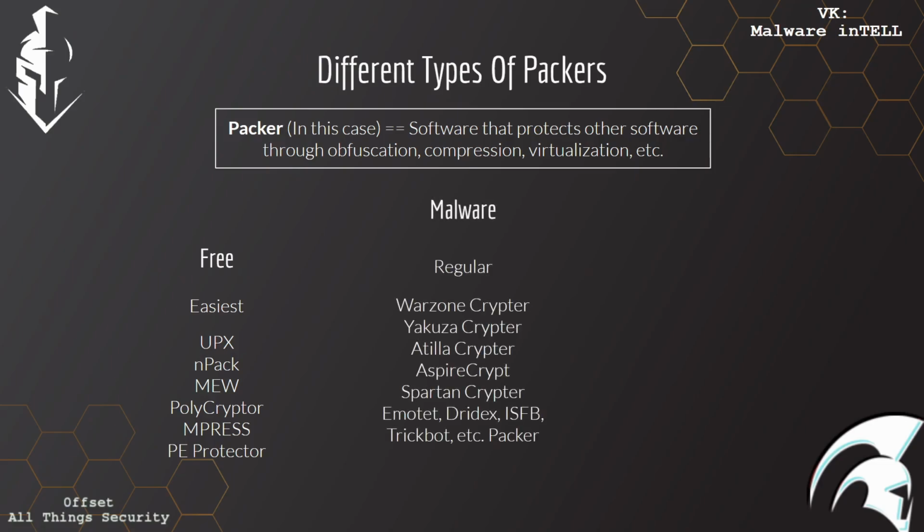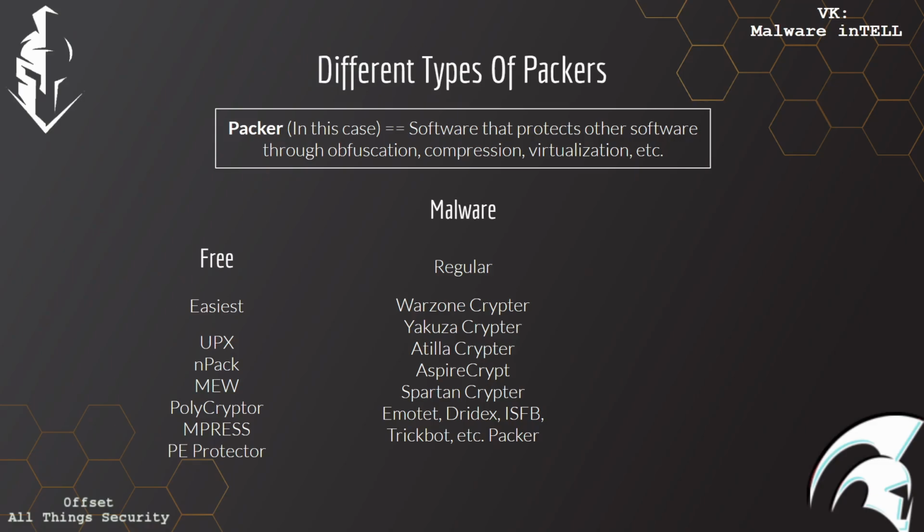In the malware packer category, we've got a lot of cryptors. You can probably guess which ones are from hack forums and which ones aren't. We've got Warzone Crypto, Yakuza, Attila, Aspire, and then Spartan. Those are all pretty much from hack forums. They're given the name crypto. They're probably packers, but they just encrypt the payload. So there's loads of different names. In this case, we're calling them packers.